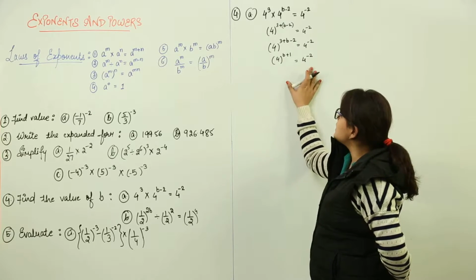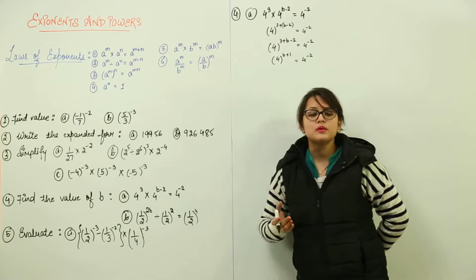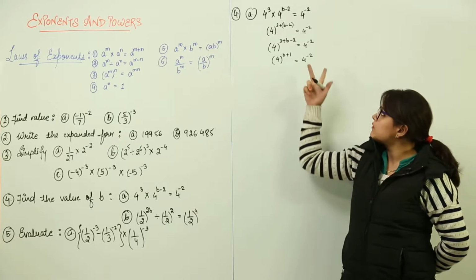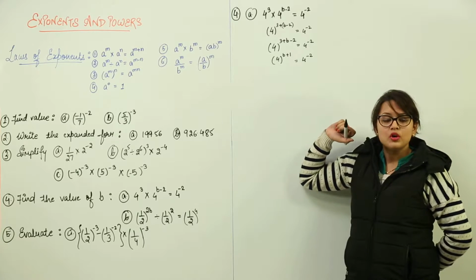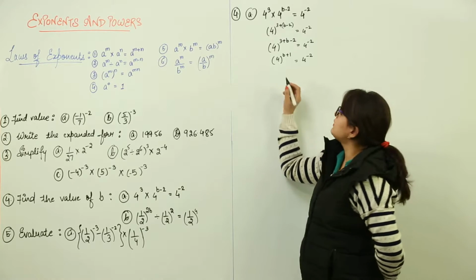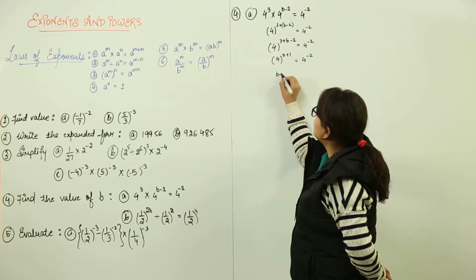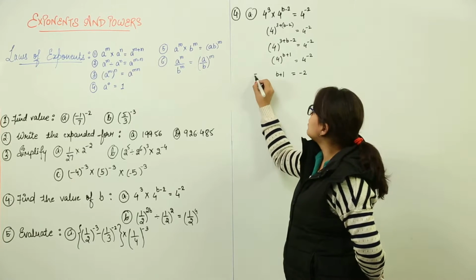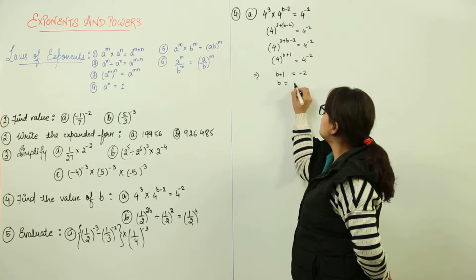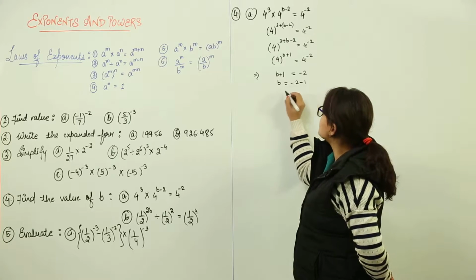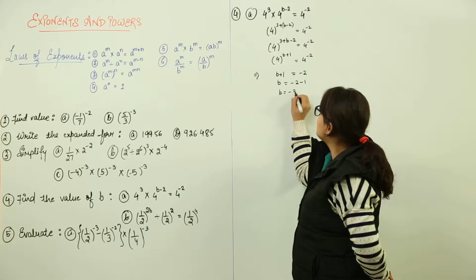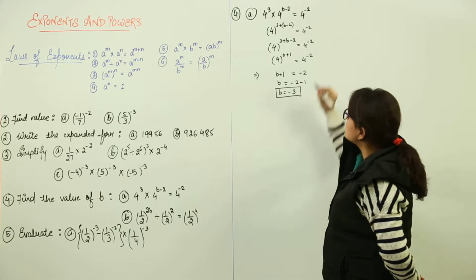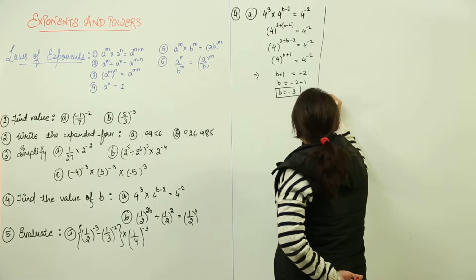Now here we can see if the left hand side has to become equal to the right hand side, what is the necessity over here? The powers of both the bases should be same, only then they can be equal. That means we can write that b plus 1 should be equal to minus 2. Now b will be equal to minus 2 minus 1. So b comes out equal to minus 3. Similarly, we can solve the question for b part.